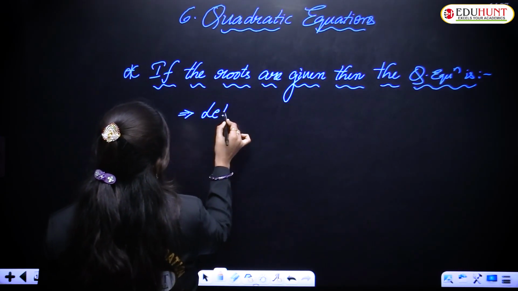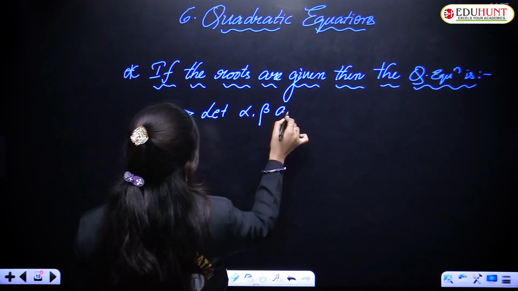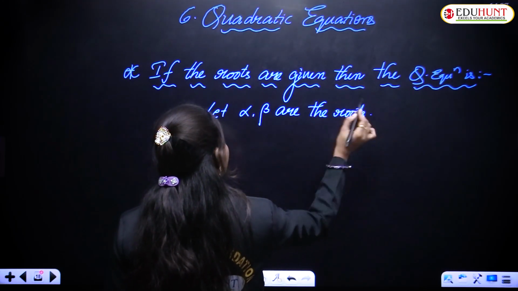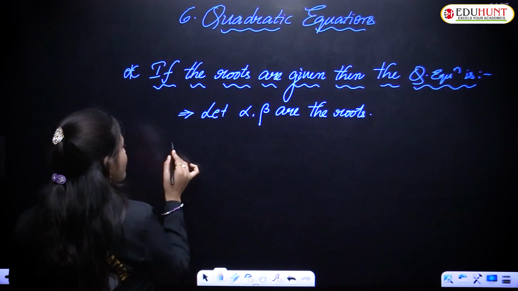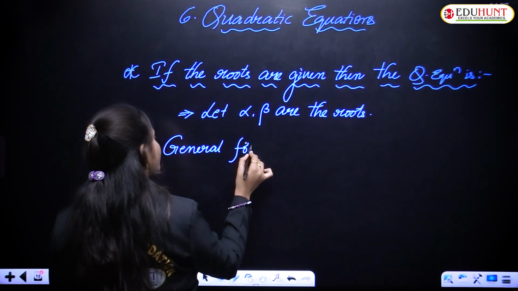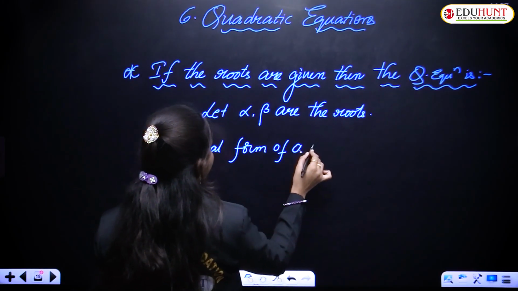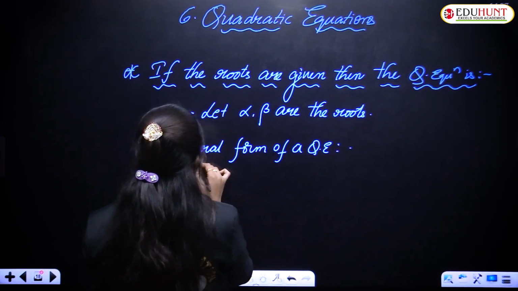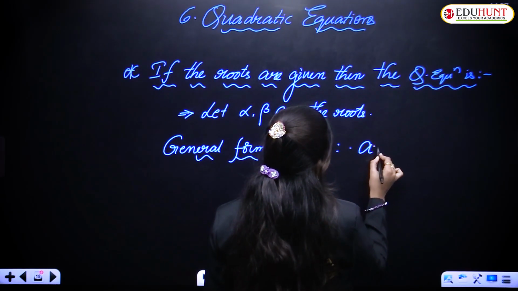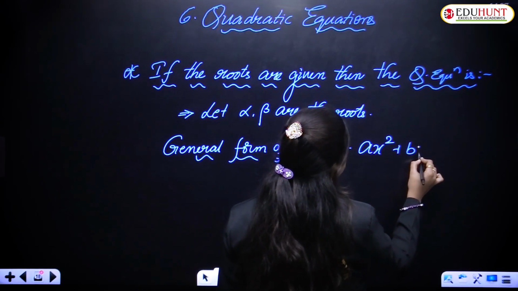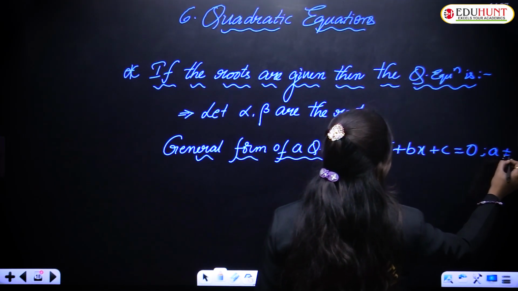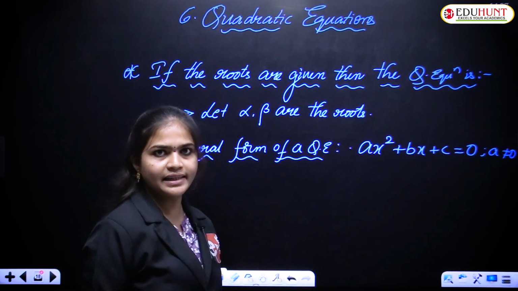So let alpha comma beta be the roots. Alpha comma beta are the roots. So the general form of a quadratic equation, what is it? This one we know, right? The general form is ax square plus bx plus c is equal to 0, and here a is not equal to 0. This is the general form of a quadratic equation.